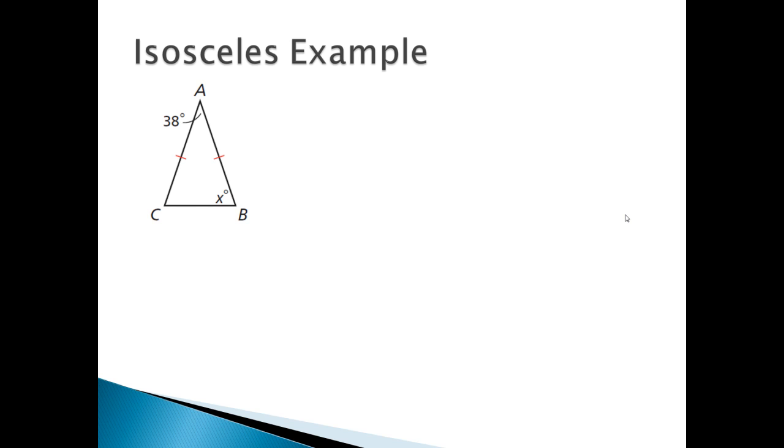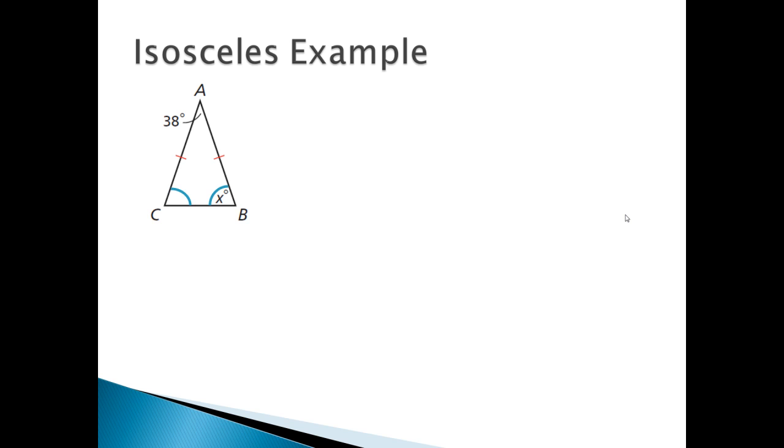Isosceles example. So we've got an isosceles triangle here. We know it's isosceles because we've got the legs AC and AB. It's even sitting on the base for you, not even turned on its side. It's sitting straight upright. So the first thing we know is that since it is isosceles, our theorem tells us that we have two base angles that are congruent.